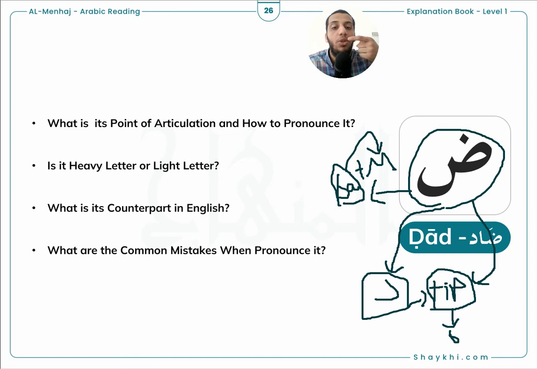Da. When I pronounce using the tip of the tongue, da, da, da, da, da. But when I use the back sides of the tongue with the molars, I will make it like this: da, da, da, da, da. So this is the difference between the heavy letter dal and the letter dot.